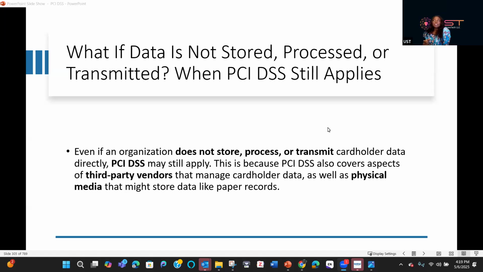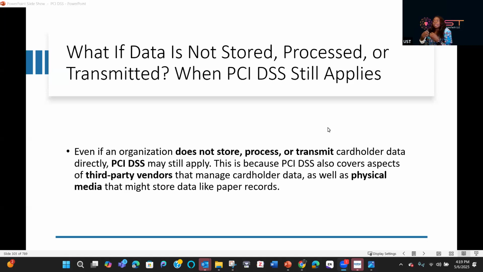What if data is not stored, processed, or transmitted when PCI DSS applies? Even if an organization does not store, process, or transmit cardholder data directly, PCI DSS might still apply, right? This is because PCI DSS also covers aspects of third-party vendors that manage cardholder data, as well as physical media that might store data, like paper records, physical data, you see?